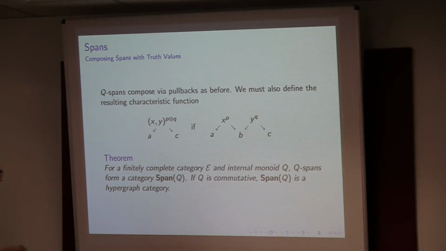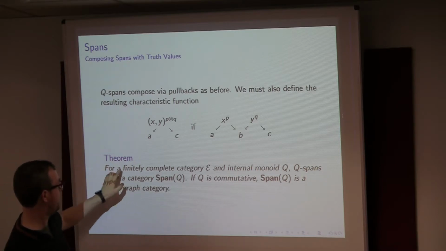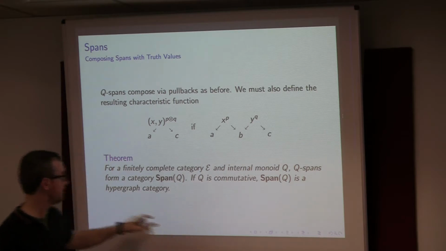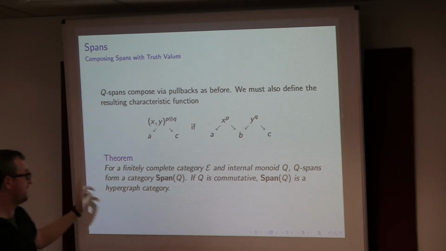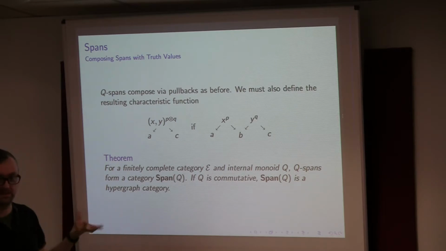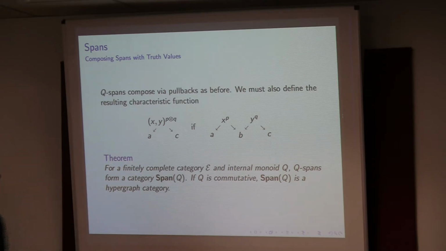And then as a quick theorem at this point, if we just pick ourselves an internal monoid in a finitely complete category, then the Q spans form a category, and if that monoid is commutative, then we get ourselves a hypergraph category. So there seems to be this sort of slight magic of commutativity. You don't get that much structure until you throw in the commutativity, and then you get everything. You get to hypergraph straight away. So it seems to be important for these constructions to work.